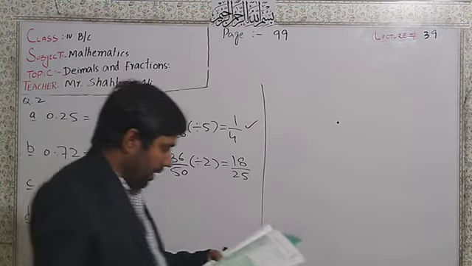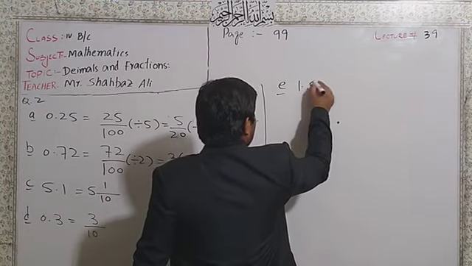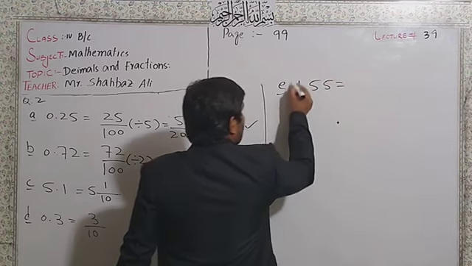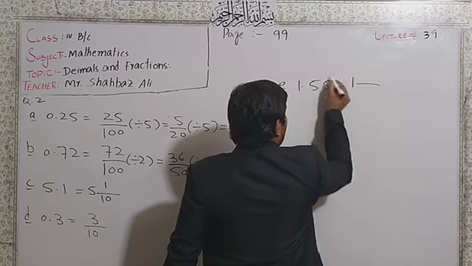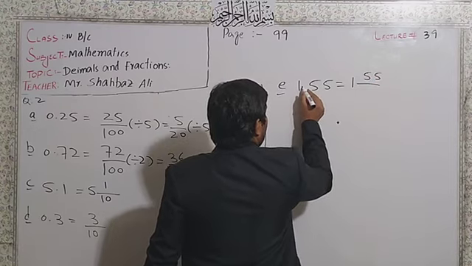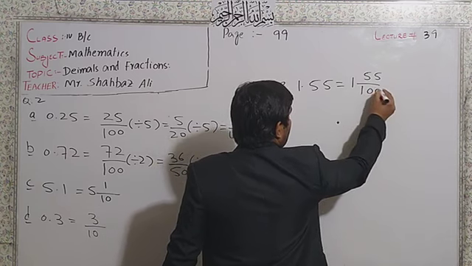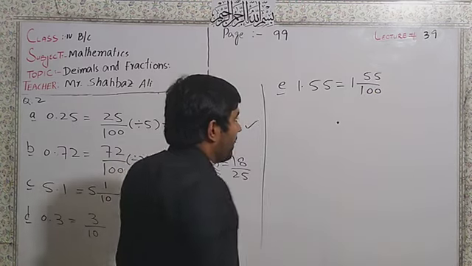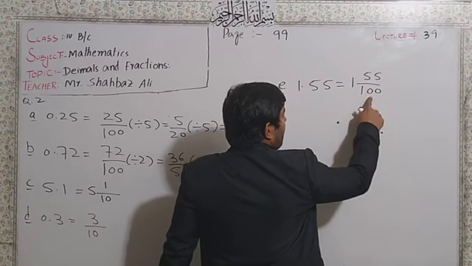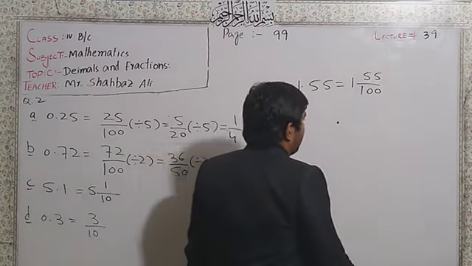Next one, E, 1.55. This is part E, 1.55. This is whole, 1 will be here. This is 55. This is point, in place of point we write 2 digits 100. Now here you can see that this is 55, this is 100. Can be simplified by the table of 5.